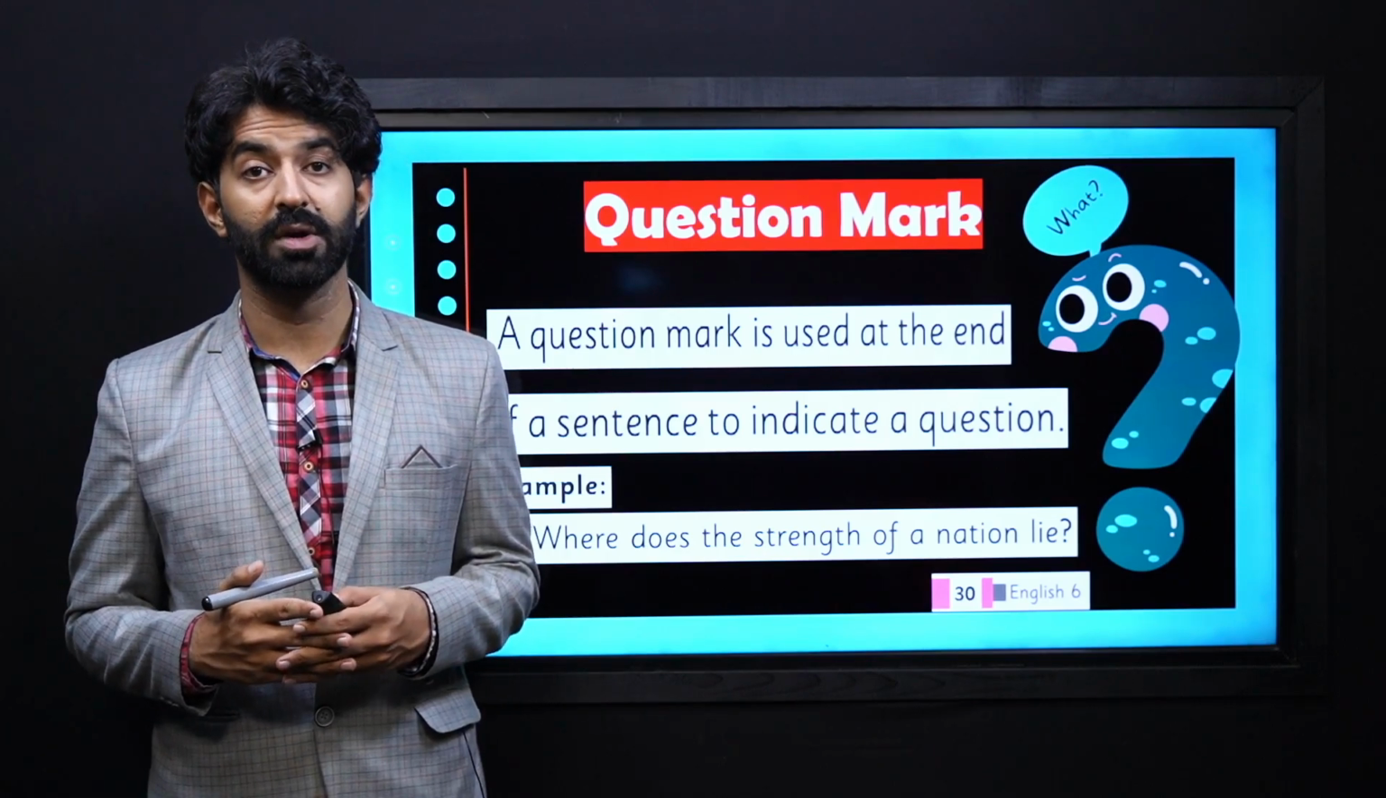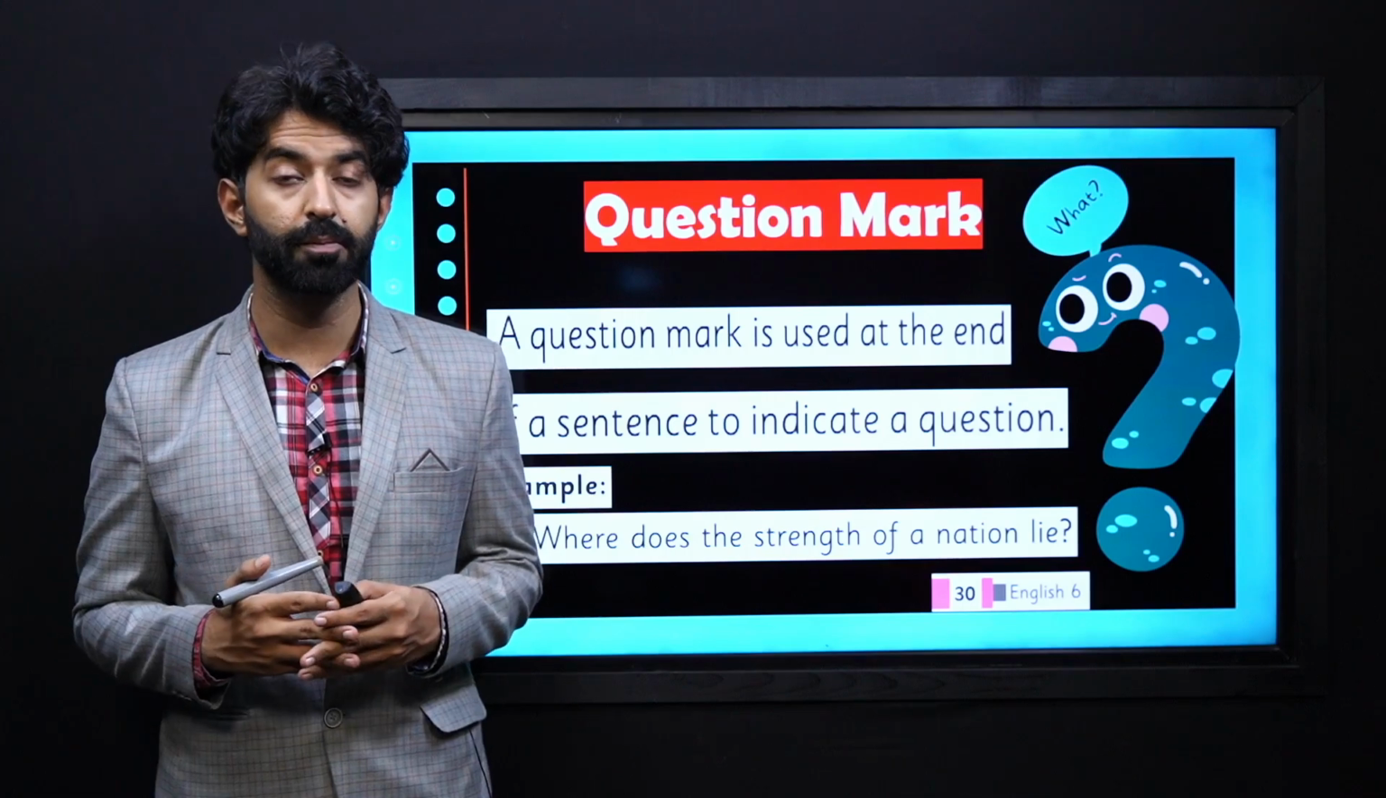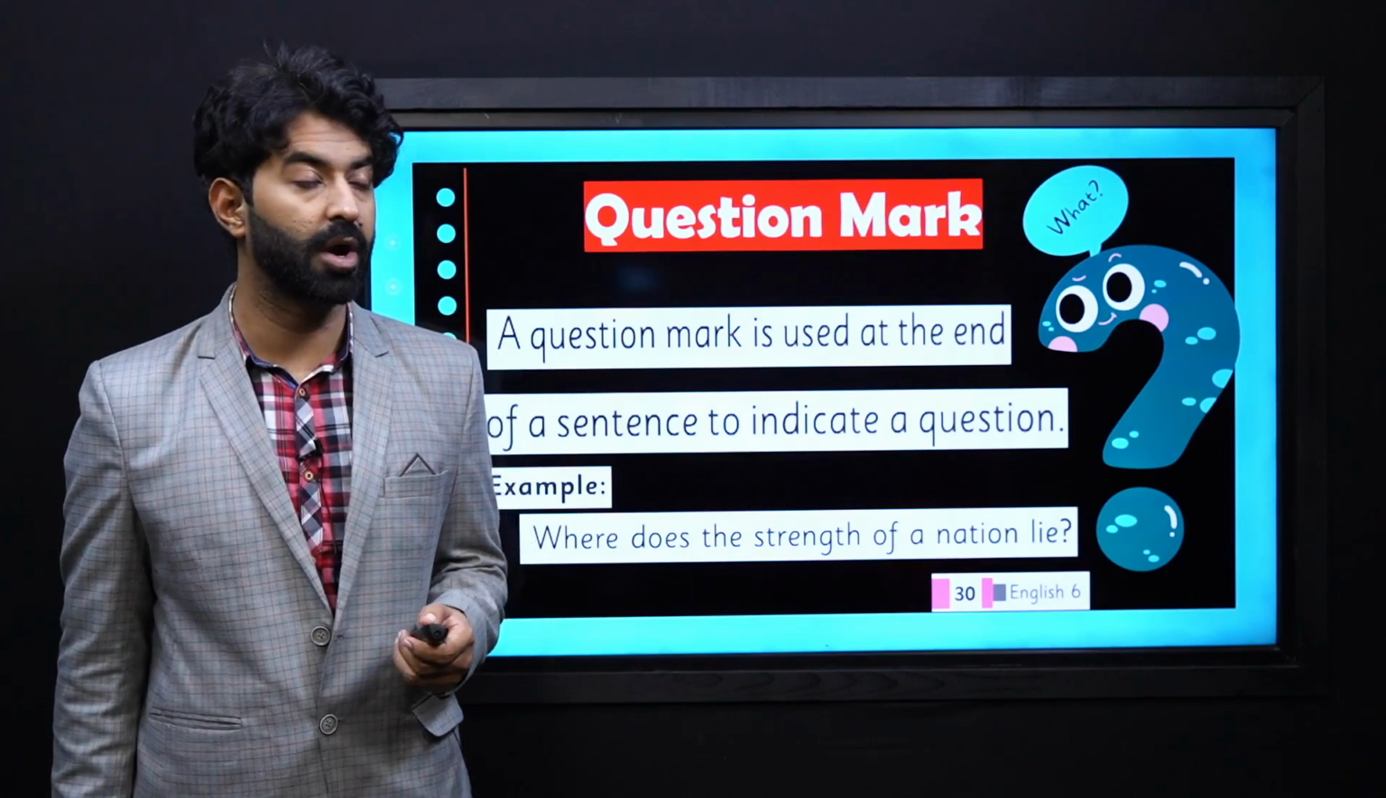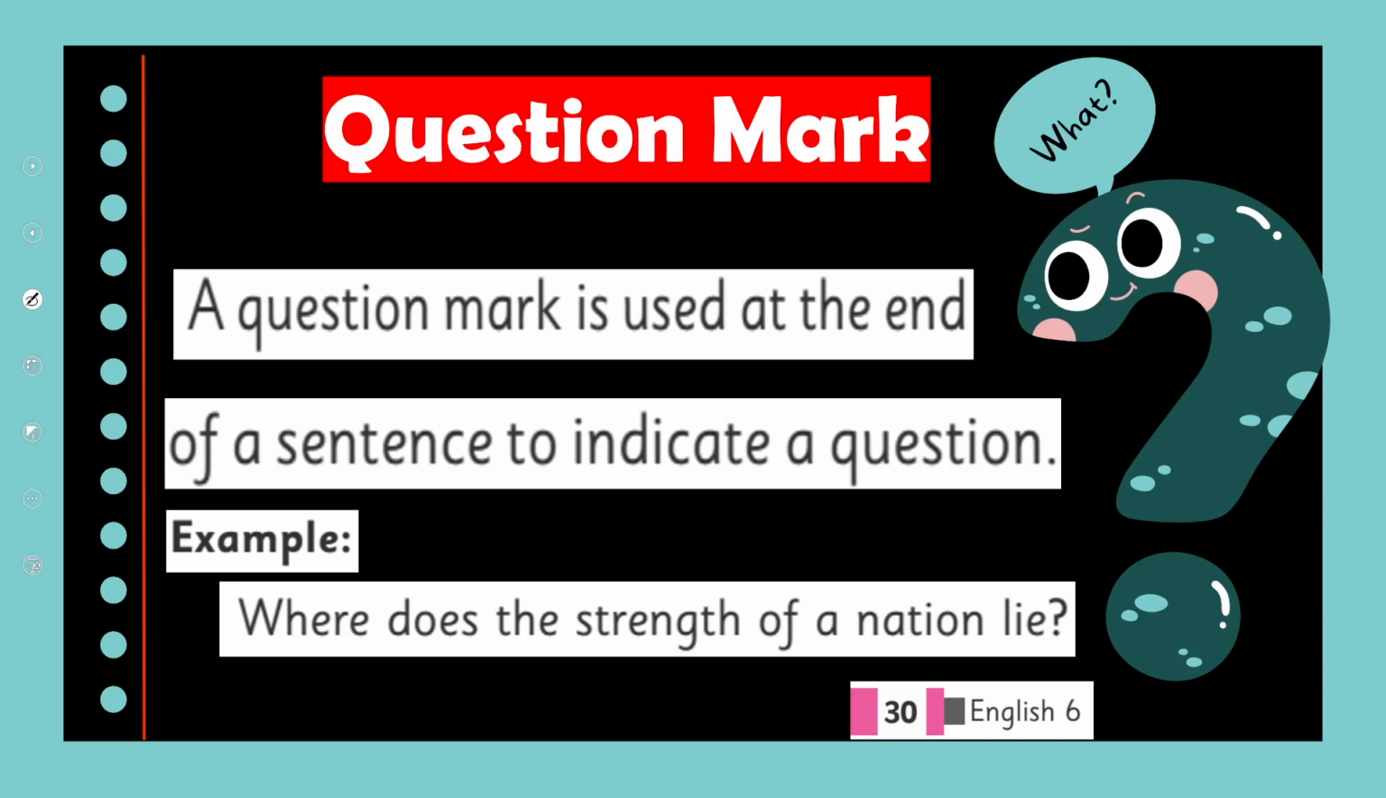Now let's talk about another punctuation mark which is very important. It's called the question mark. So you're familiar with it. A question mark is used at the end of a sentence to indicate a question. So when you're asking questions, sentences that have questions in them will end with a question mark.